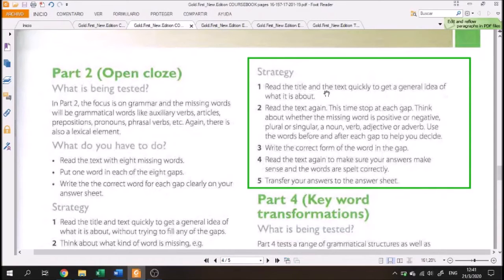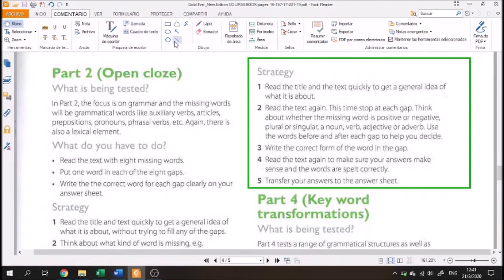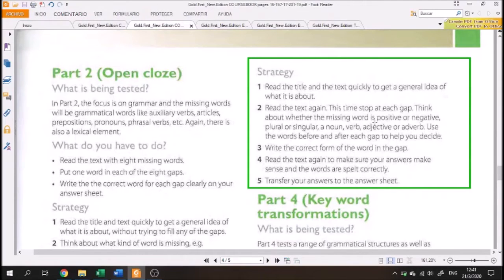Number 2, read the text again. This time, stop at each gap. Now we will work on the blanks. Think about whether the missing word is positive or negative, plural or singular, a noun, a verb, adjective or adverb. This is very important to highlight because this is basically all you have to think about. Use the words before and after each gap to help you decide.